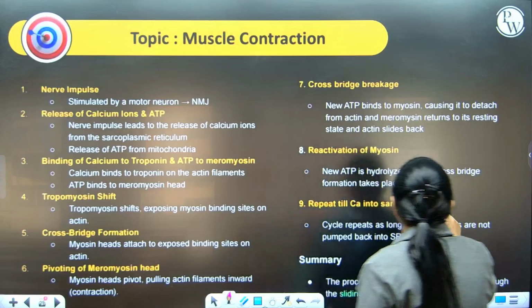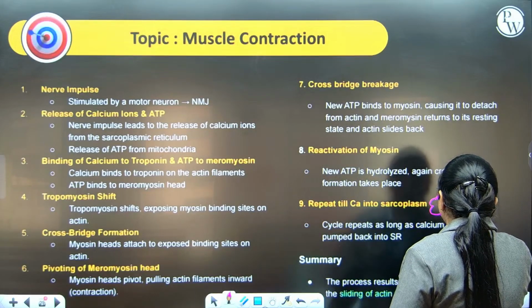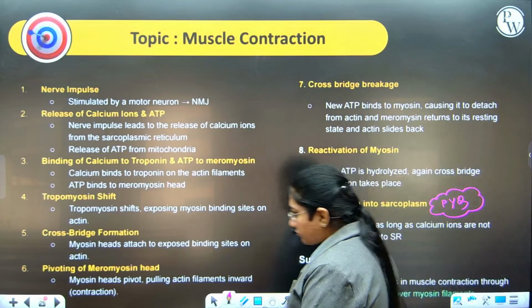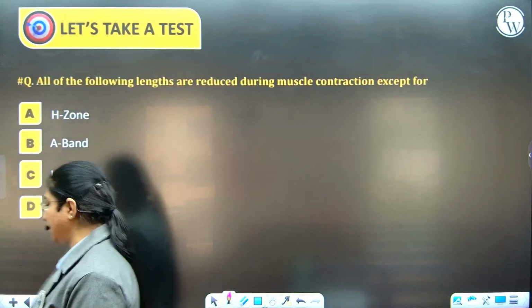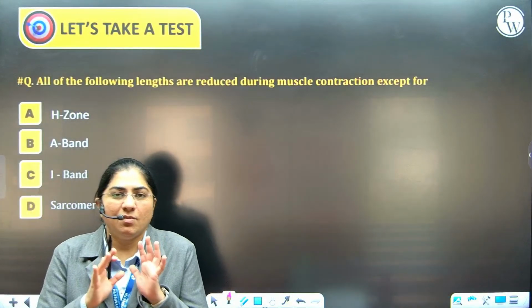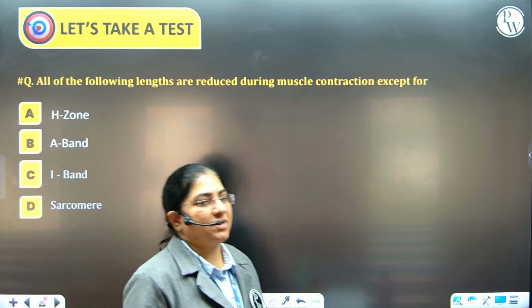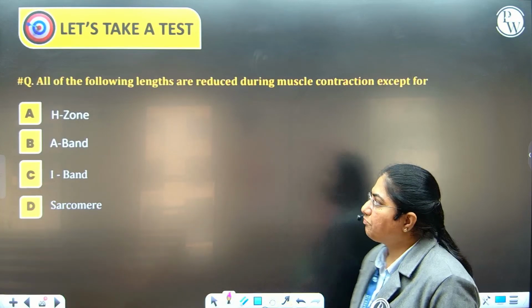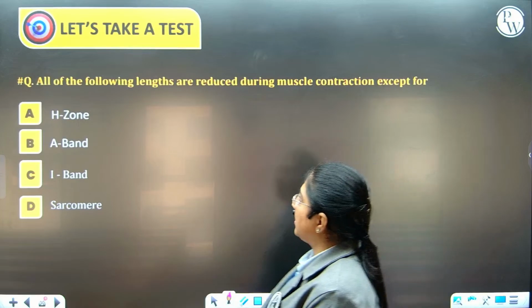and this has come as a PYQ. So be very, very careful. So that is how muscle contraction takes place. I hope the entire procedure of muscle contraction and the structure is absolutely clear. Quickly, let us solve 2 more questions and take a test.